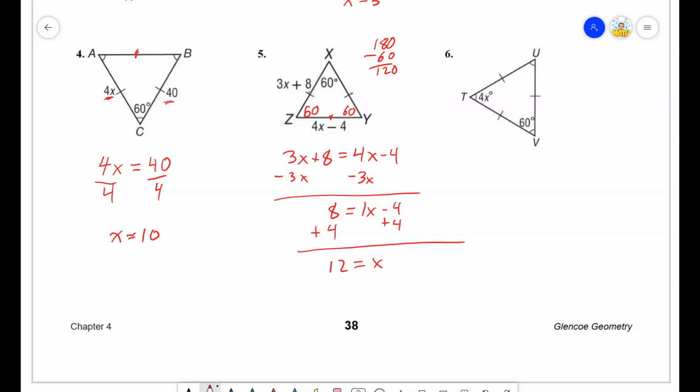Right? And the last one, equilateral again. So all these angles are 60. We don't have that advantage with an isosceles, so that means that 4x equals 60. Okay? This is an interior angle in that equilateral triangle, so it's equal. So we divide both sides by 4, and we find that x equals 15.